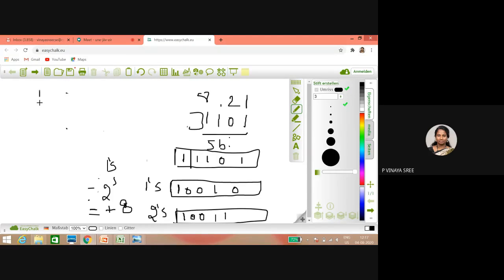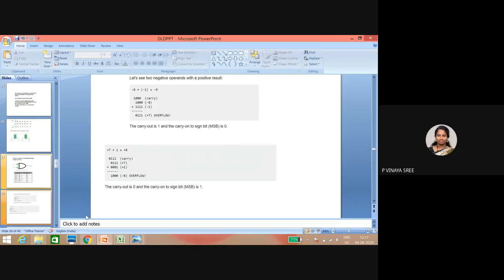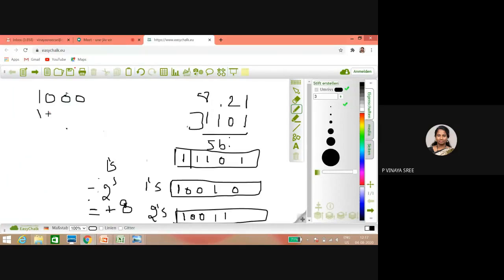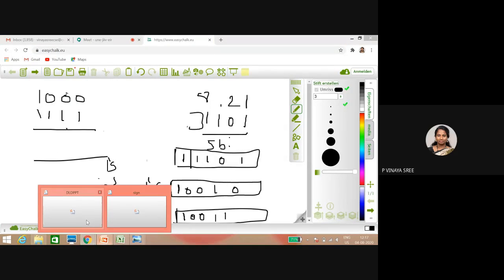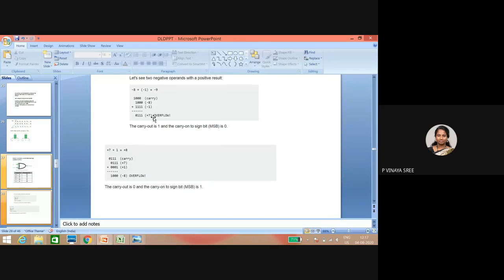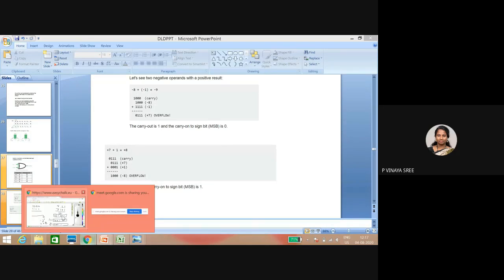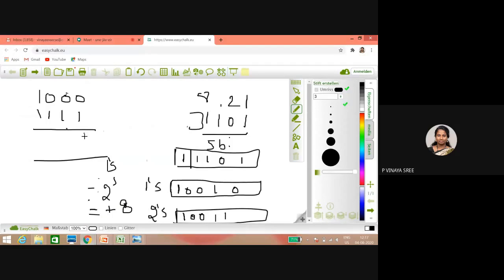-8 in 2's complement is 1000. -1 in 2's complement is all ones, four ones. And we are performing addition. If you want to perform an addition, see here, we need to concentrate, this is very important.